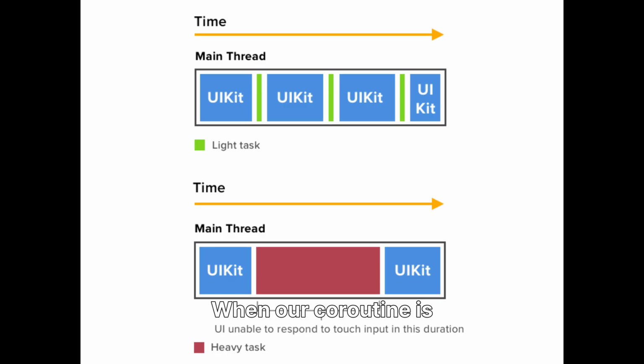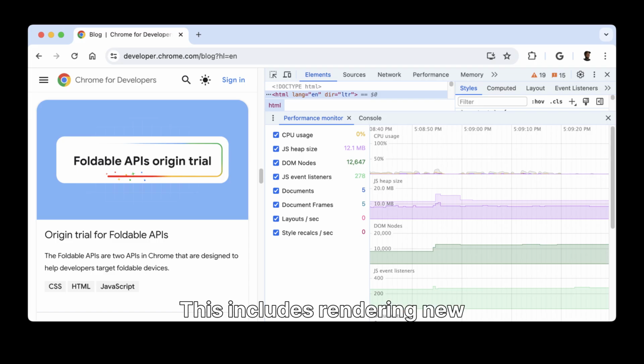When our coroutine is busy with its intensive calculation, it monopolizes the main thread, preventing it from processing other crucial tasks. It essentially holds the main thread hostage until its heavy work is done. This includes rendering new frames, handling user input, and updating any UI elements, leading to the observed freeze. The main thread simply cannot get to these other tasks while the blocking operation is underway.